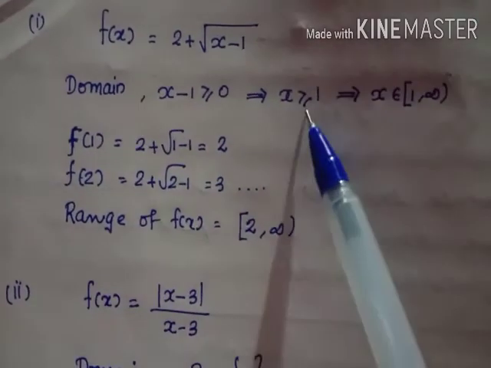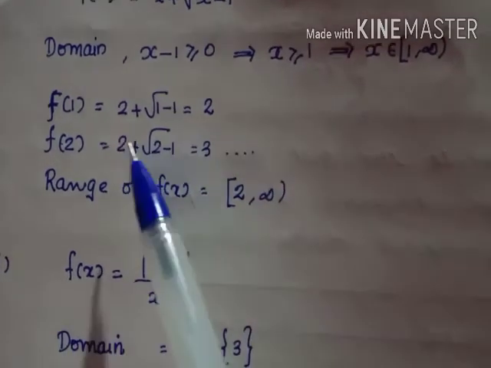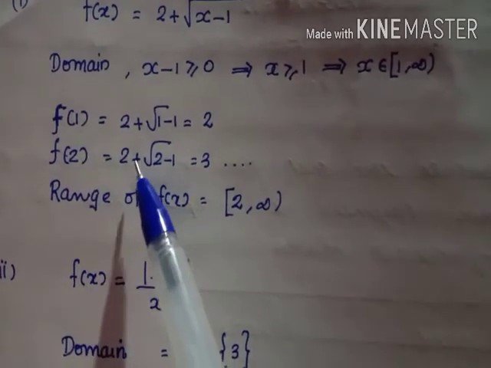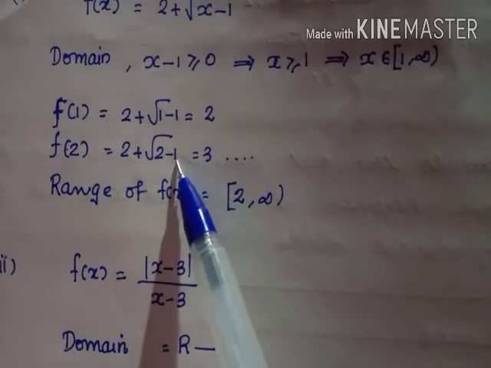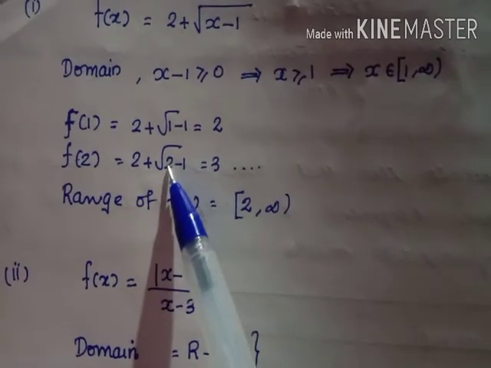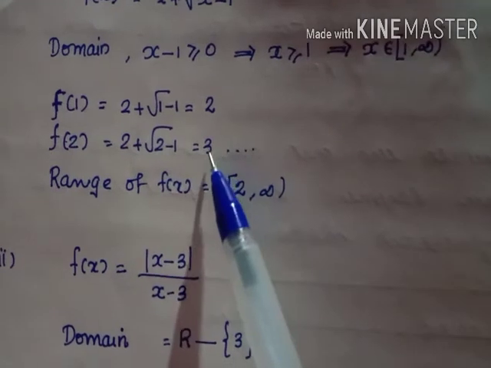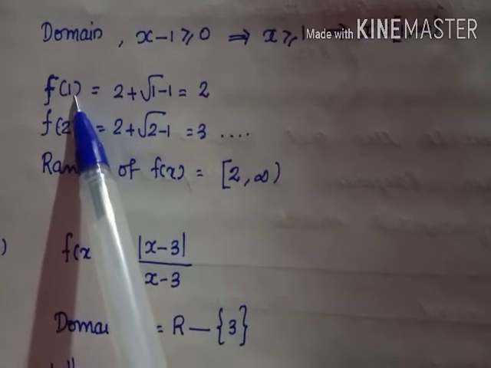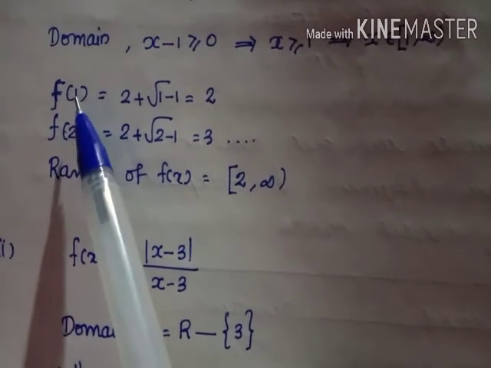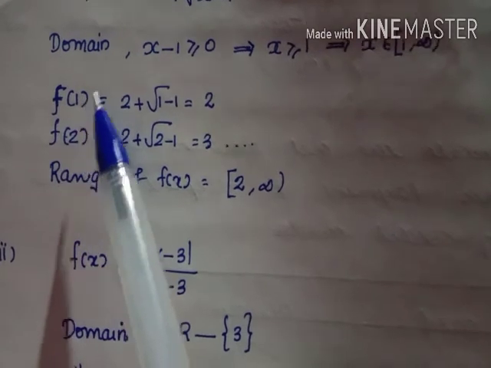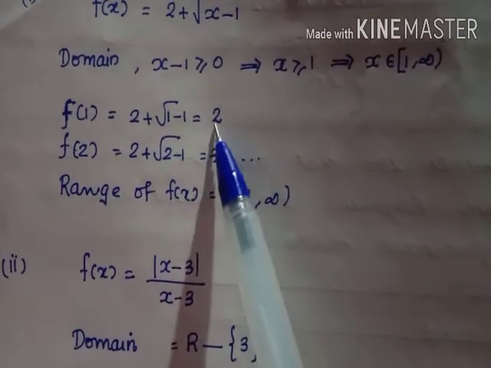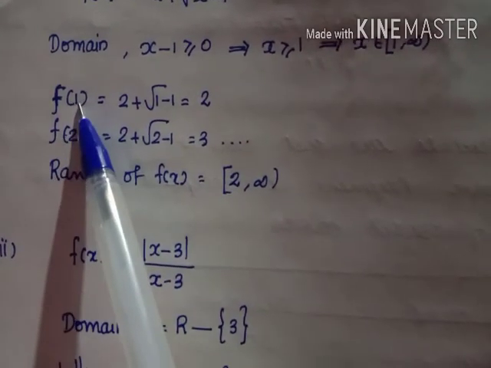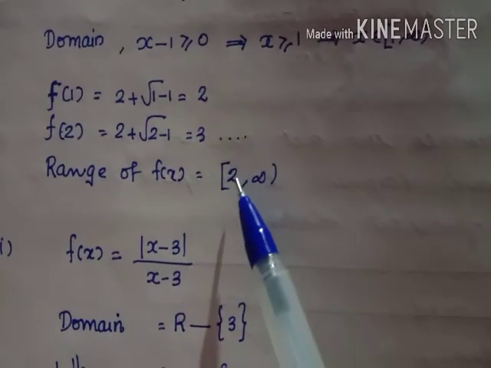Now I took the next value, x equal to 2. When x equal to 2, what is f of 2? f of 2 equal to 2 plus root of 2 minus 1. 2 minus 1 is 1. Root of 1 is 1. 1 plus 2 equal to 3. Now if you put x equal to 1.1 or 1.2, 1 point something, whatever it is, you will get the result 2 point something. So the minimum value of f will be 2.